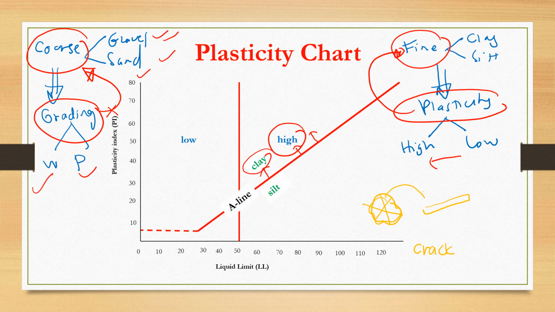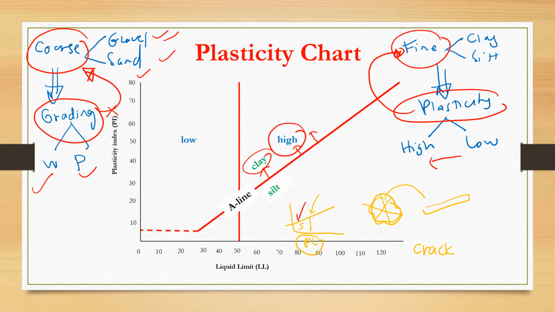If before you roll the sample it's already cracked, it means that it is in the stage of solid. What plasticity means is the ability of the material to be molded. So when it reaches the plastic limit, it means that it starts to be molded. If it's already cracked, it has not even reached the plastic limit.